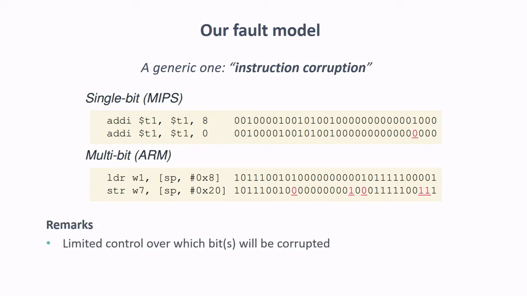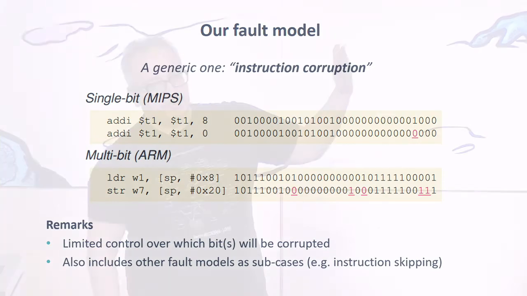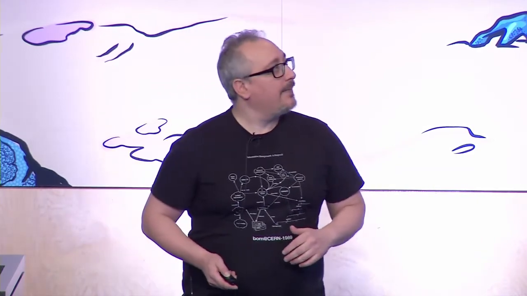So we have limited control of which bits will actually be corrupted. But still, these may become useful. If you start thinking, OK, you have an instruction, but I can modify it, then many things can happen. Keep in mind that this fault model also includes the other models we have been discussing. For example, instruction skipping is where you turn the instruction into something that does not affect the system and just goes to the next one. So this fault model also includes the other one.